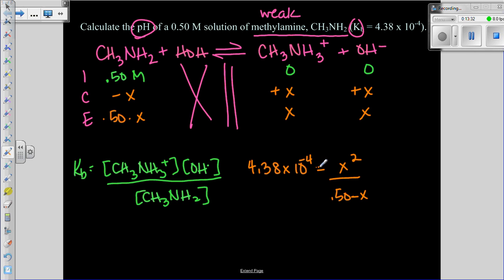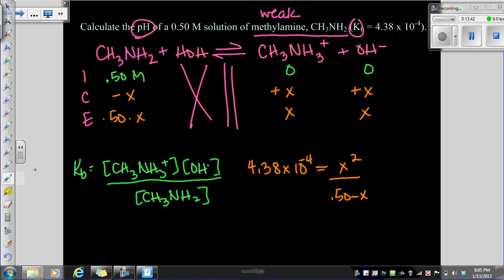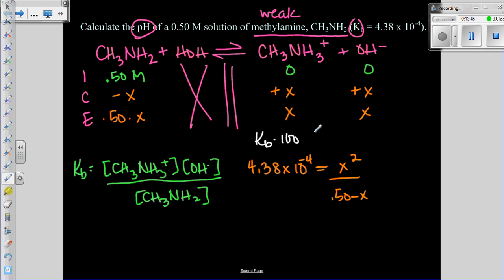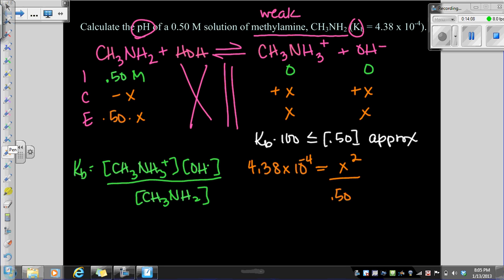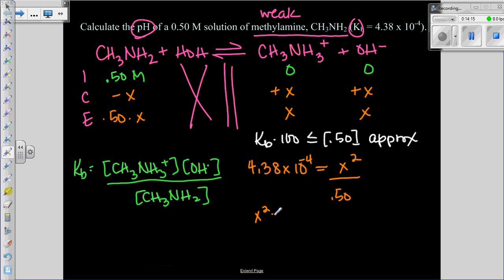Okay, if this is 10 to the negative 4th, we don't usually want to approximate. However, if I take Kb times 100, that is still less than the initial concentration. So I'm going to approximate. If you don't have to, you could do the quadratic. I'm just doing this because it's faster. That means that this x is 0, which essentially means that it is not there. So I'm going to do 4.38 times 10 to the negative 4th times 0.5. That will give us x squared equals 2.19 times 10 to the negative 4th.